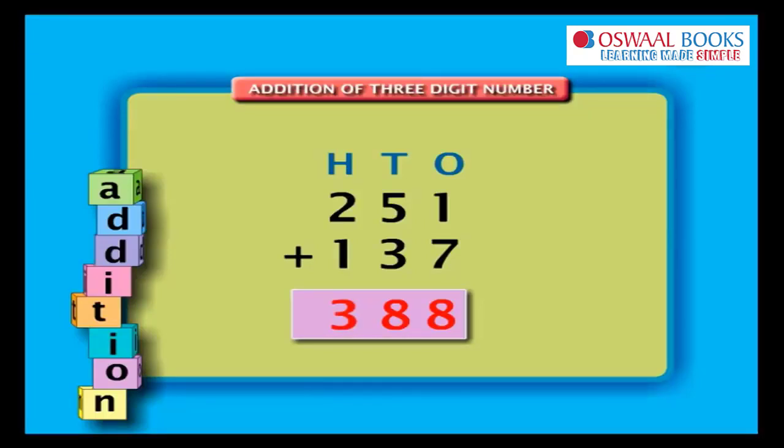So, when we add 251 plus 137, we get 388.